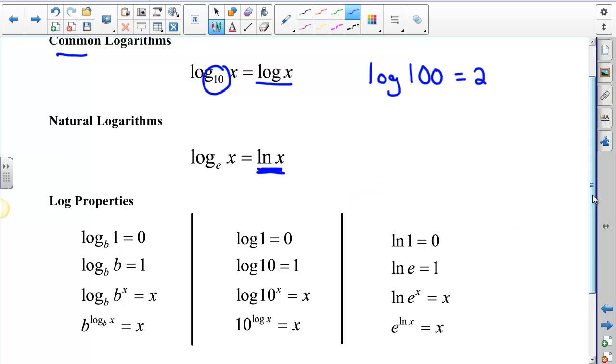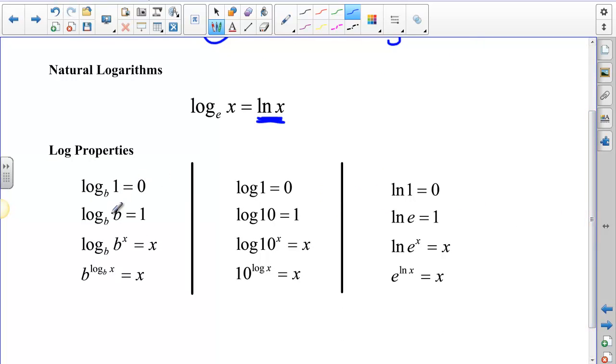And then a few last log properties here kind of go in what we're talking about before, where if you think about these in terms of exponential terms, they should make sense. For example, b to the 0 is always 1. So if we're saying log base b of 1, that will always be 0. B to the first is always b. And so log base b of b is always 1. b to the x always equals b to the x. And therefore, log base b of b to the x is always x.